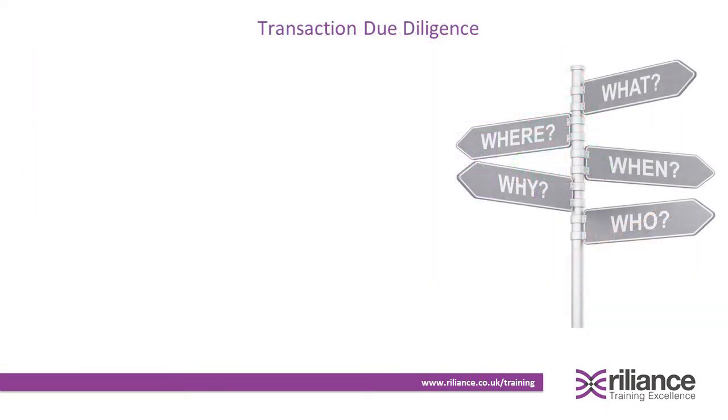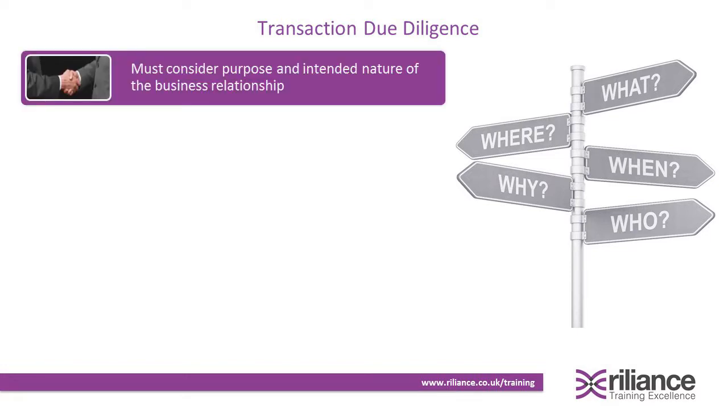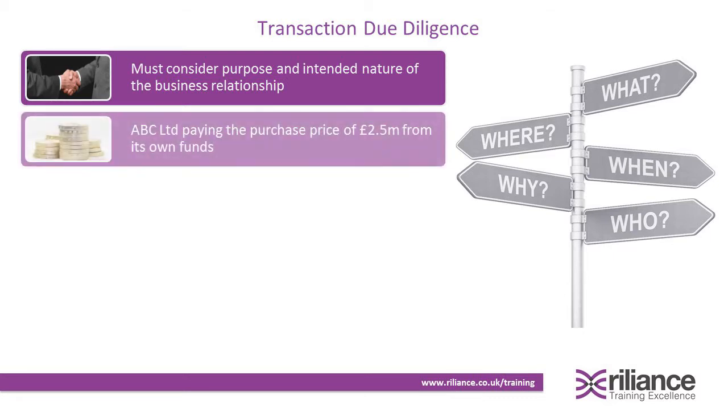As part of the CDD process, you also need to consider the purpose and intended nature of the proposed business relationship and satisfy yourself that the funds to be used for the transaction are legitimate. In this case, you are told that ABC Limited intends buying a plot of land for development purposes, and that ABC Limited will be paying the whole of the purchase price of £2.5 million from its own funds.